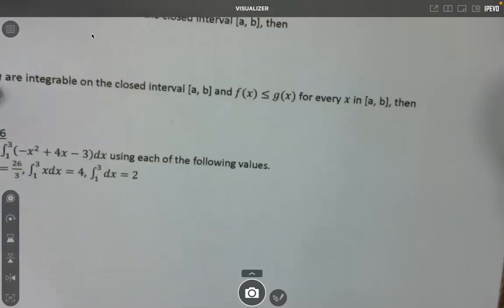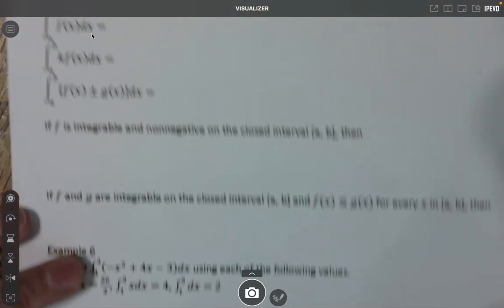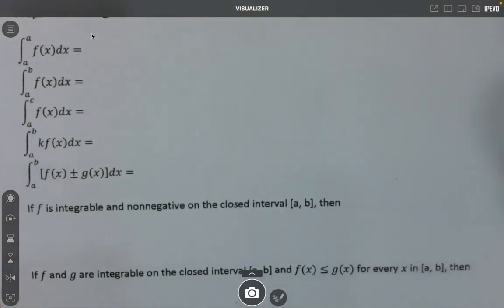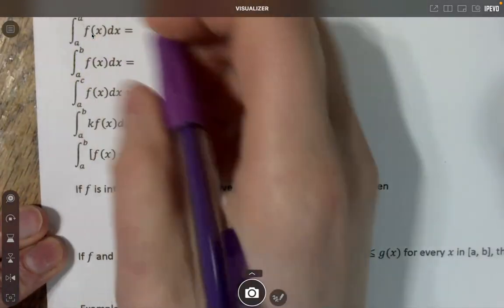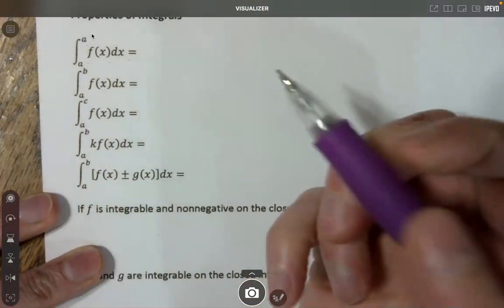So here's some different properties of integrals that we're going to kind of play around with. And some of them will make sense. Like this first one is saying if I want to start at A and end at A, and I'm looking at f of x dx, well, what happens?